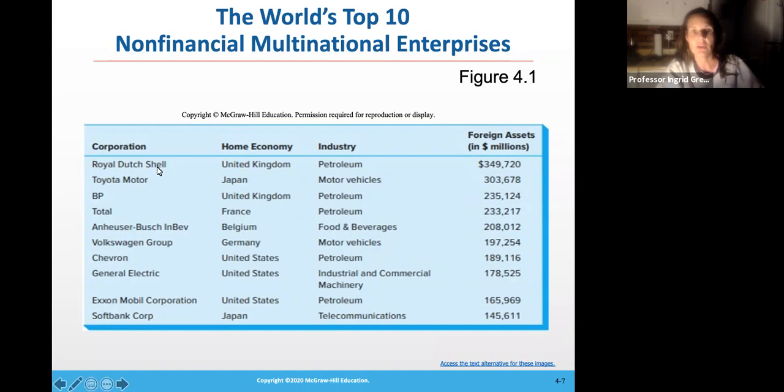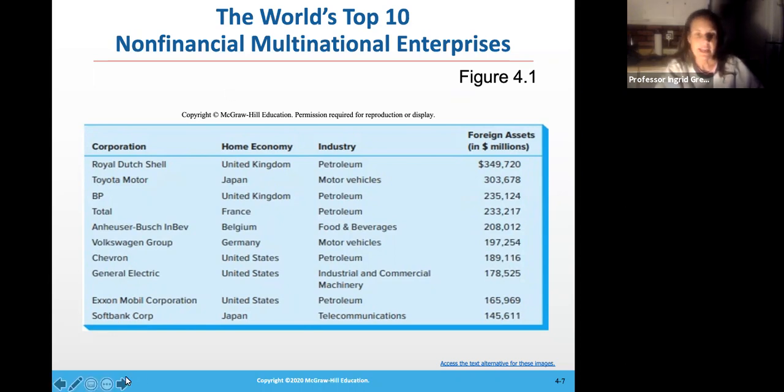So you'll see that Royal Dutch Shell, based in the UK, is an oil company, and their foreign assets are around 349,000 million. So, or 349 trillion, I should say. So as you can see, huge numbers here of how big those multinationals potentially can get. This is just the top 10, and so you might be thinking, where's Google and Facebook? Because they're quite big. Yes, they are big. They're on the top 100, but just not on the top 10.